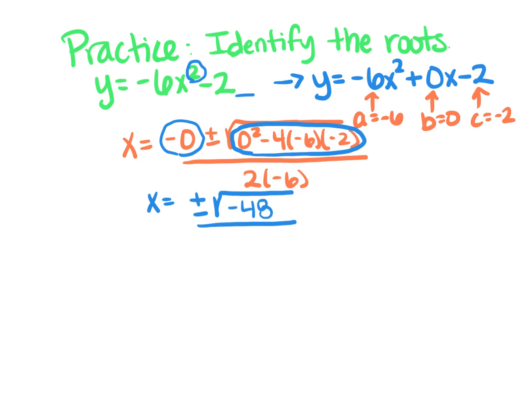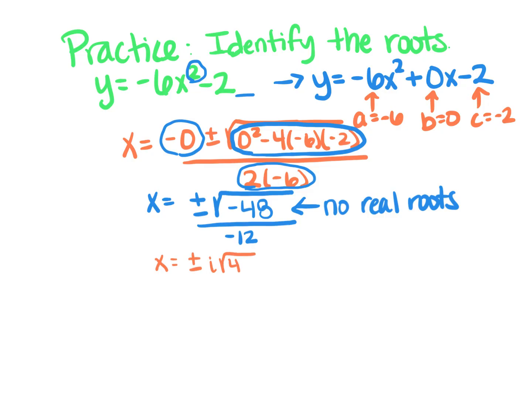You should have got negative 48 as your discriminant. How many roots do we have? How many real number roots? We have no real roots. Lastly, the denominator, we have 2 times negative 6, so negative 12. We're going to simplify the radical. So the negative inside the square root can come out as i. And we have a square root of 48 left over and our negative 12 at the bottom.